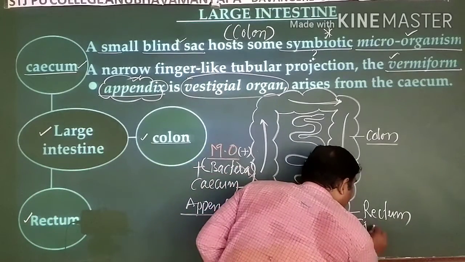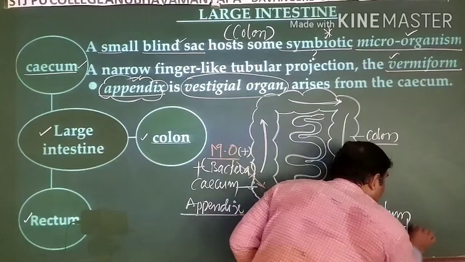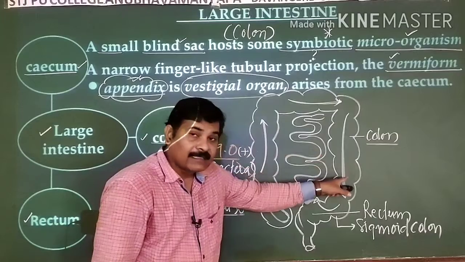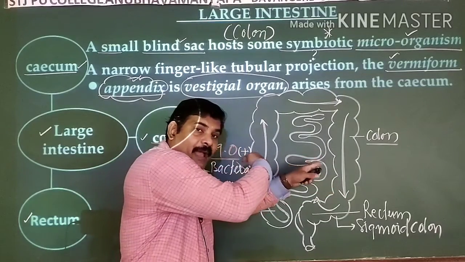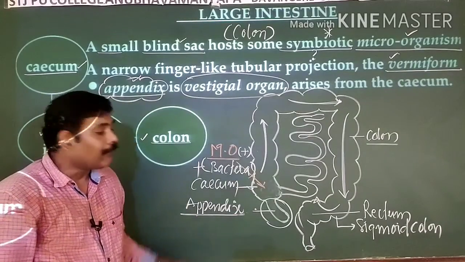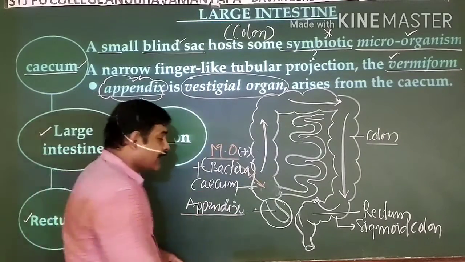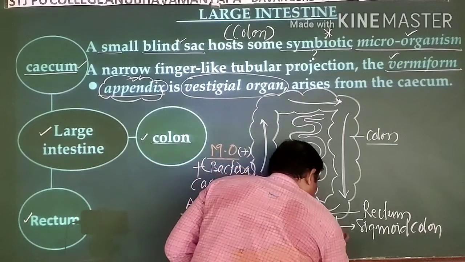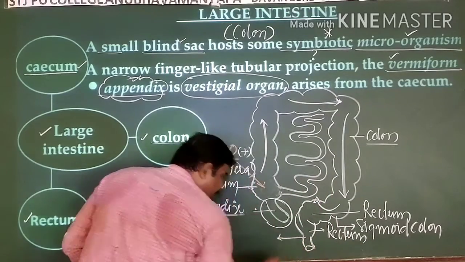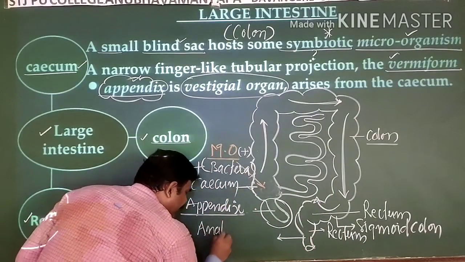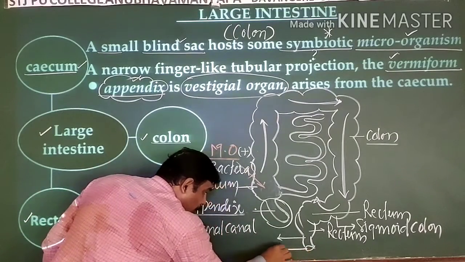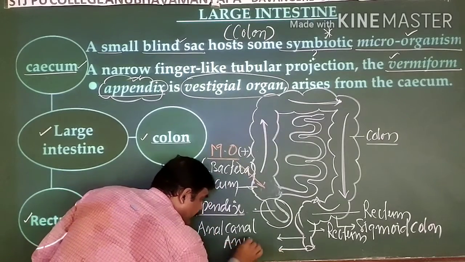It is an important point. Sigmoid colon. The descending colon starts moving in a backward direction, and that part is known as the sigmoid colon. Later on, that sigmoid colon opens into the rectum. The rectum later opens into the anal canal. The anal canal finally opens out through the anus.